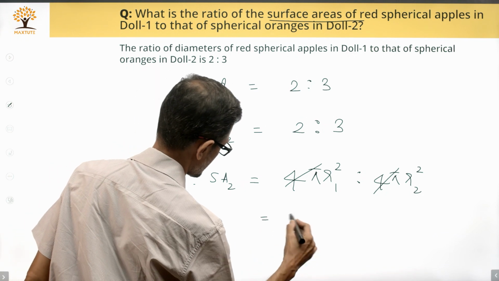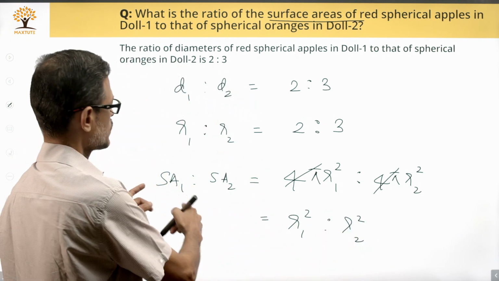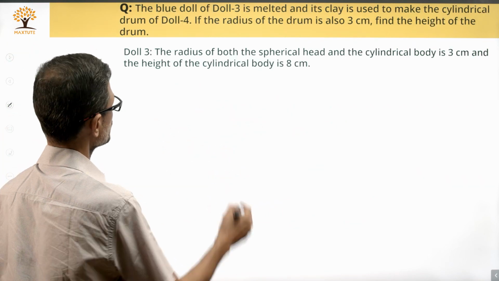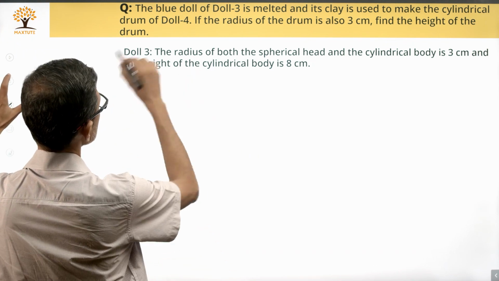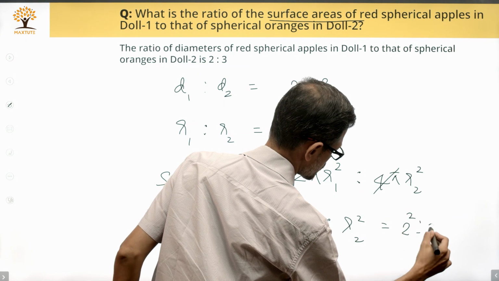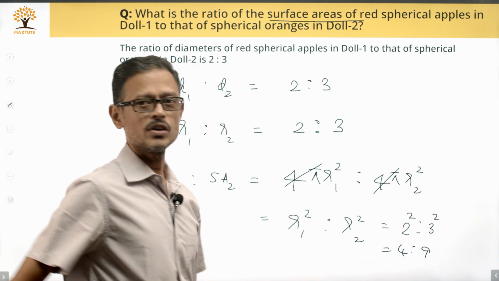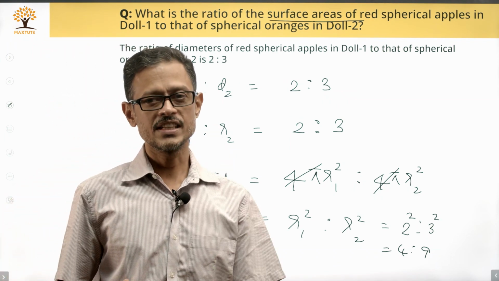So this would translate to r1 square is to r2 square. So we'll have to find out the ratio of the surface areas, which is r1 square is to r2 square. r1 is to r2 is 2 is to 3. So therefore this is going to be equal to 2. We move on to the next question. We'll just solve it here itself. So this is equal to 2 square is to 3 square, which is equal to 4 is to 9. So the ratio of their surface areas is 4 is to 9. So part 1 of the section C question is done.